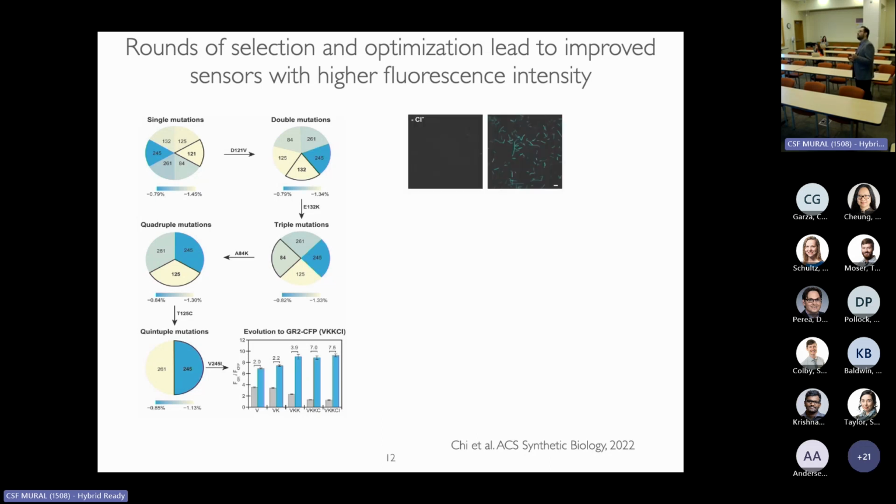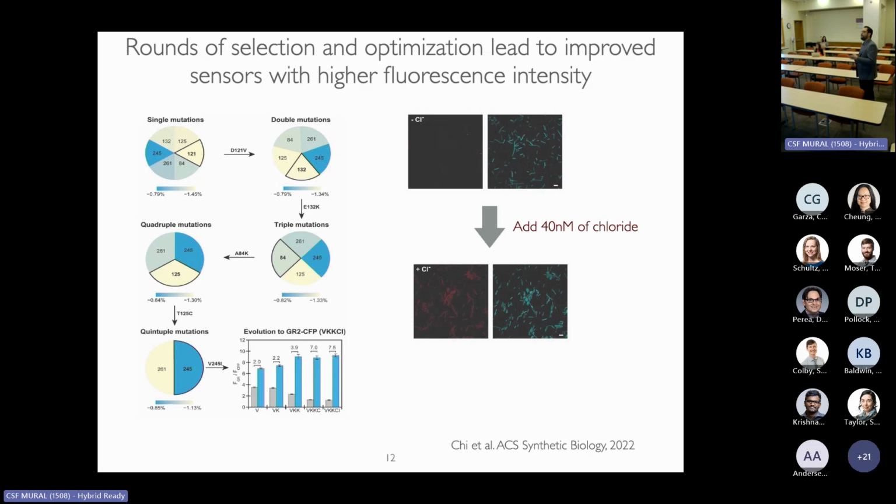that actually led to something that could now be useful, right? So this is an example where you have the control fluorescent protein on the right, and then our sensor without chloride. And then once we add 40 nanomolar chloride, we have fluorescence. I hope you guys can see it online. I think here it is clear, but I don't know how it translates on the screen.